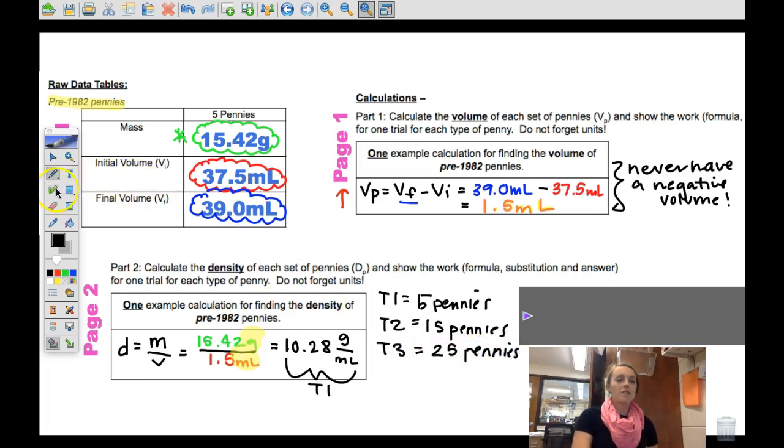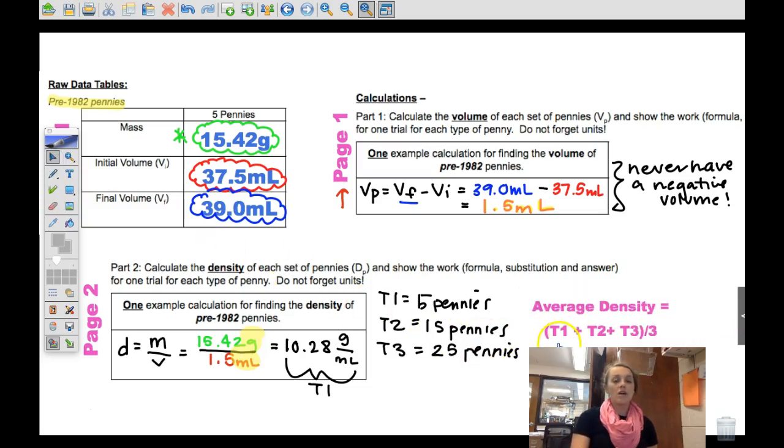At the bottom of the second page, you're going to be asked to calculate the average density, where you're going to add trials 1, 2, and 3 together, and then you're going to divide that whole big number by 3.